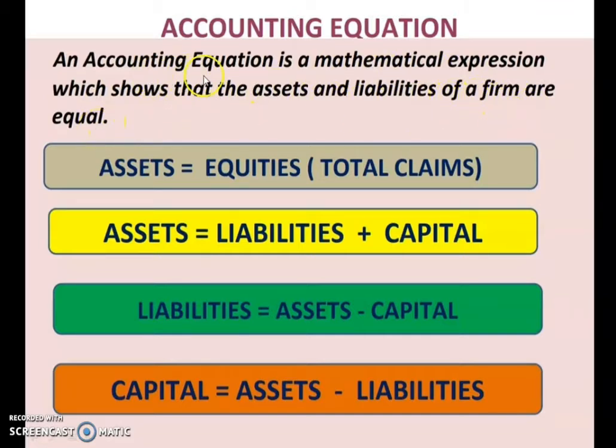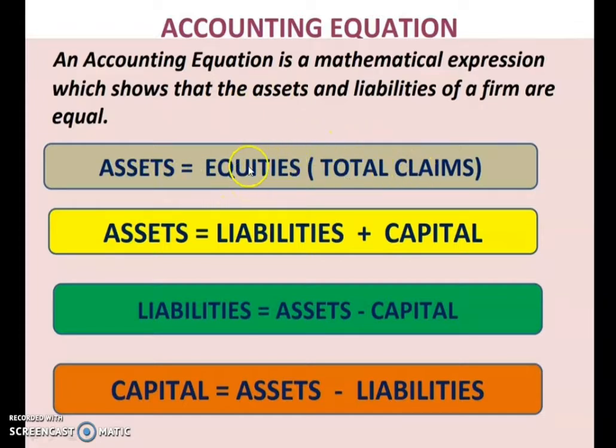So, what is this accounting equation? It says that asset, that is the property of the company or business, is equal to the liabilities. Liability means obligations of the company which they have to settle. So, we can state this equation in this way also. Asset is equal to equities, that is total claim.